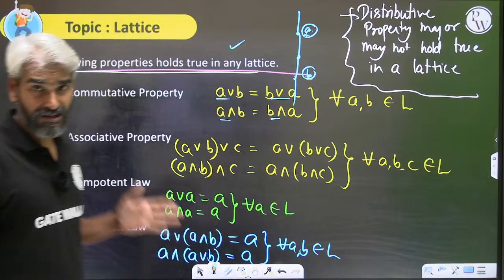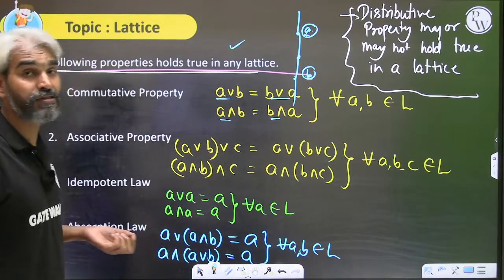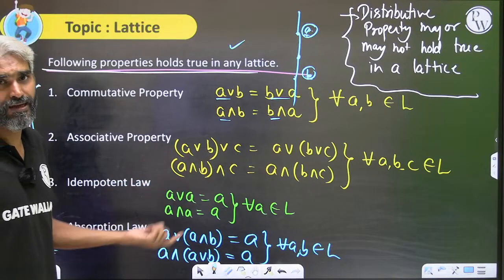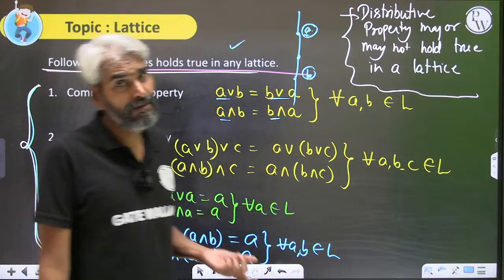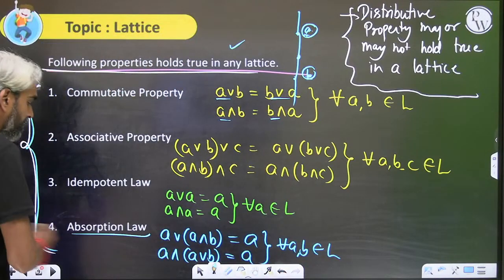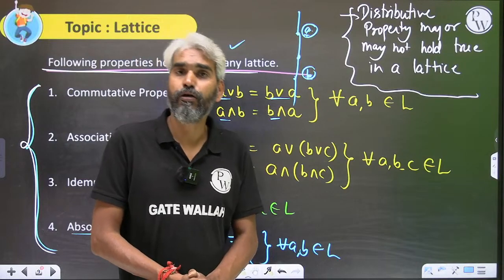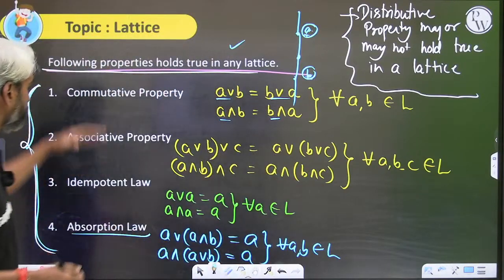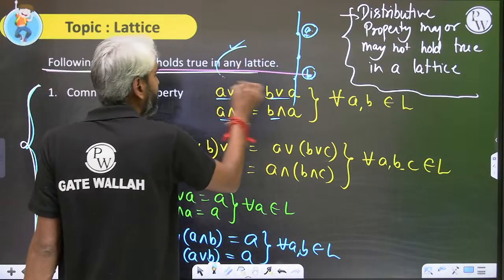The binary operations least upper bound and greatest lower bound follow the idempotent law. It means if you take the least upper bound of element A with A itself, then the result will be A. If you take the greatest lower bound of A with A itself, the result will be A. Apart from that, the least upper bound and greatest lower bound will also hold the absorption law. So these four properties will always hold true in any lattice.